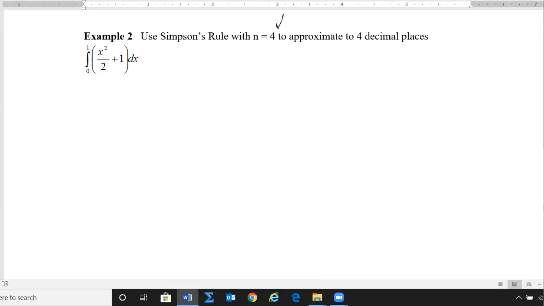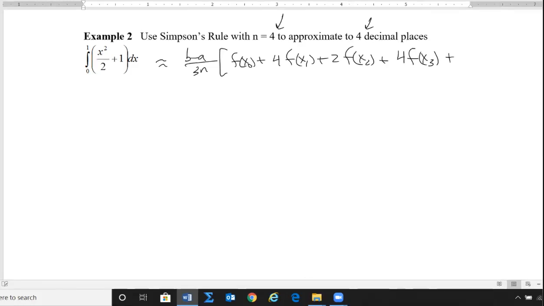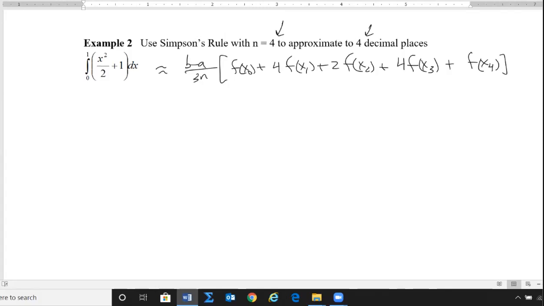with n equal 4, and we'll approximate to 4 decimal places as we go. Okay, so we'll chop it off at 4, wherever we get. All right, so we need this. This will be approximately b minus a over 3n, and then we'll have f of x0 plus 4 f of x1 plus 2 f of x2 plus 4 f of x3 plus f of x sub 4. Okay, so that is using our formula directly.